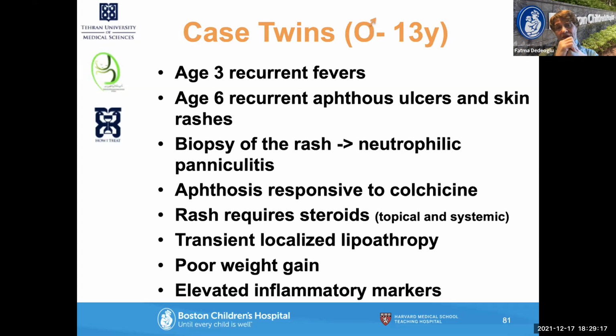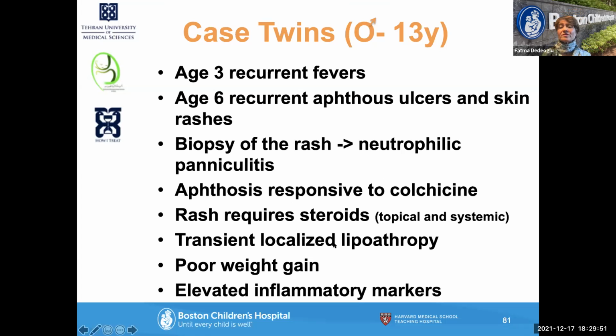These are identical twins. One of them has a more severe form, the other a milder form of presentation. The severe one started having recurrent fevers, and then the fevers went away, but he started having aphthous ulcers and terrible skin rashes. The rash biopsy showed neutrophilic panniculitis. Colchicine helped the recurrent mouth sores, but his rash required both topical and systemic steroids.